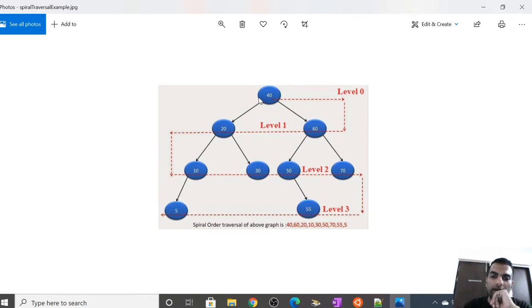And in the end, while we traverse the binary tree like this, we will be printing the nodes in the same order. So we will print 40, then we will go to 60, 20, 10, 30, 50, 70, then we will go to 50, and at the end we will print 5. So how are we going to achieve it?